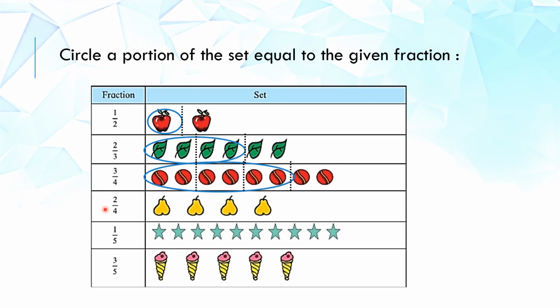Now 2/4, and here the pairs are 4. So we have to make 4 parts. So we will divide 4 by 4. We will get 1 pair in each part. From this we have to circle 2 parts. So we will circle 2 parts from these 4 parts. It is also called the half part.